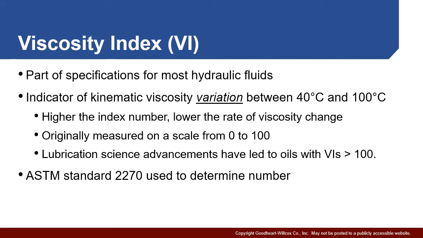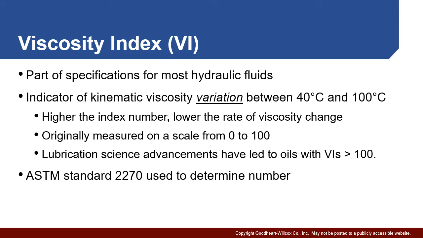What it is a measure of is how much the viscosity is going to actually change between 40 degrees and 110 degrees C. The higher the number the viscosity index is, the lower it's going to change. So a high number means viscosity is very stable. When the system was originally developed, the most stable oil available was given a value of 100, and the least stable oil available was given a value of 0.